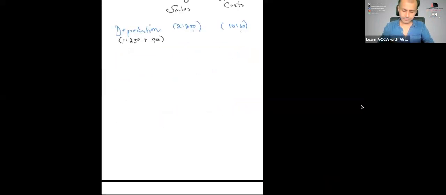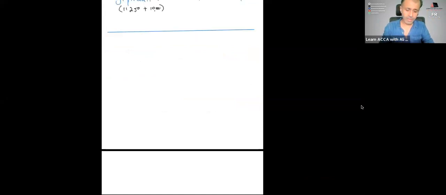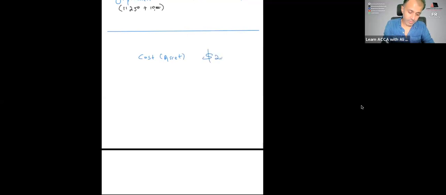So what I can do, I can make a very simple example. And based on that example, I can apply both the policies and you will see the difference. The cost of asset is 20,000. And the useful life that is given is 10 years.